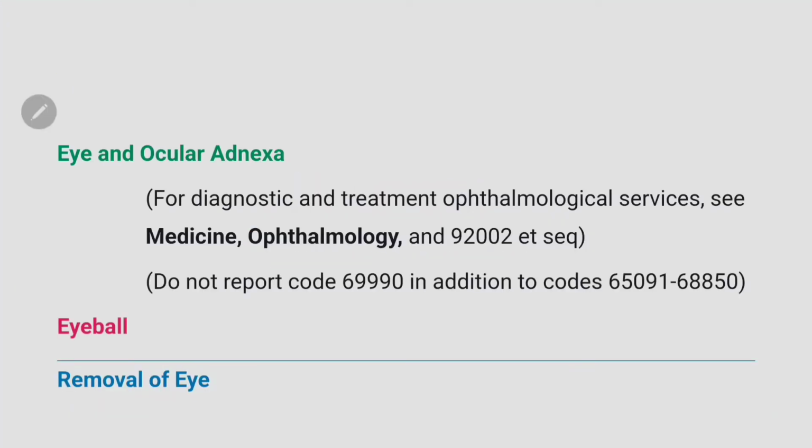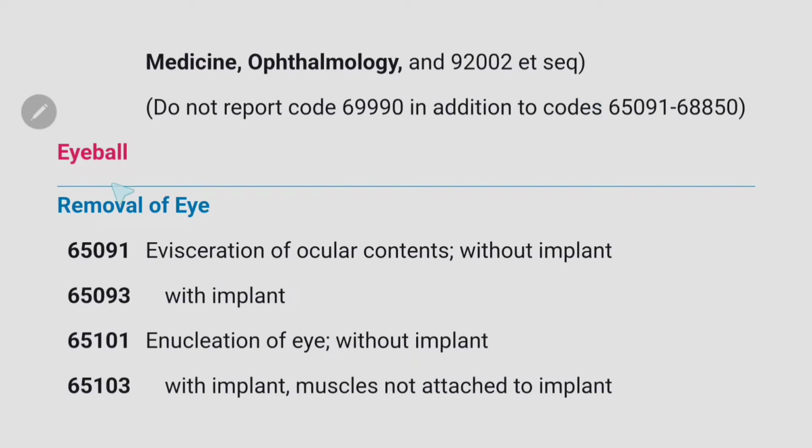Open your CPT manual, page number 503. So, at the beginning of eye and ocular adnexa, there is an important guideline, that is, do not report 69990 in addition to the codes 65091 to 68850. Next, there are codes for eyeball, that is, removal of eye.